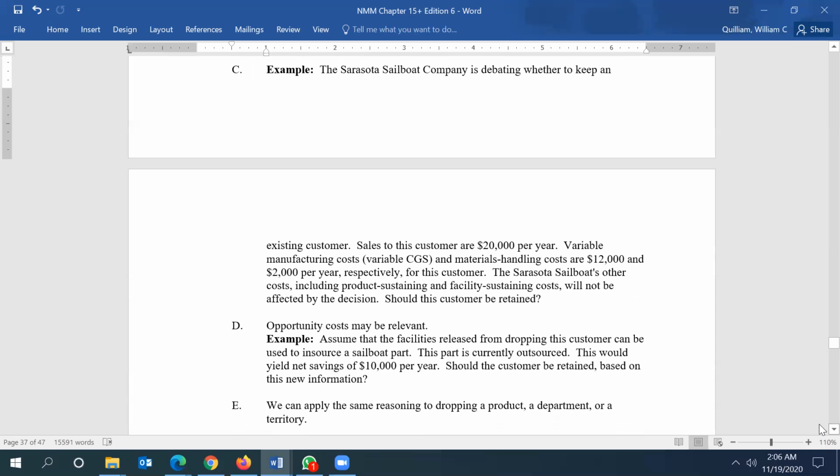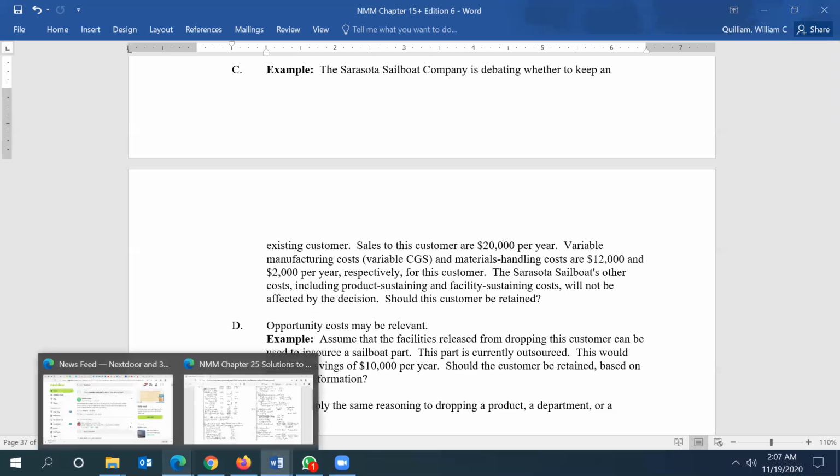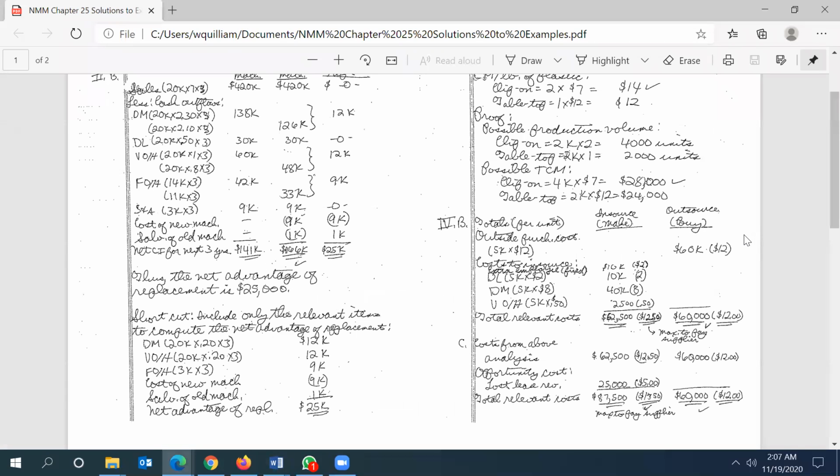So sales to this customer are $20,000 per year. Variable manufacturing costs, which could also be called variable cost of goods sold, and also variable materials handling costs are $12,000 and $2,000 per year respectively for this customer. The Sarasota Sailboat's other costs, including product sustaining and facility sustaining costs, will not be affected by the decision, should the customer be retained. So let's see if we need to keep this customer or politely tell them no.